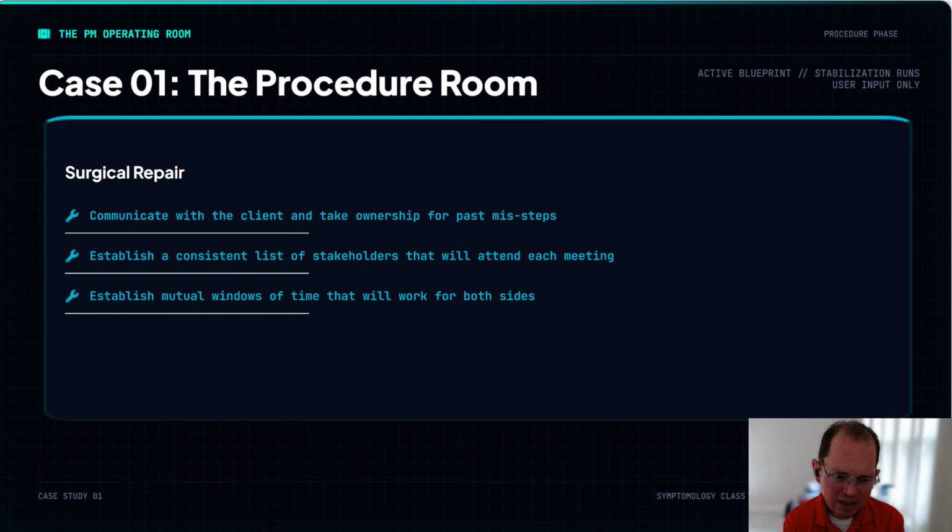The third one is establishing mutual windows of time that will work for both sides. So again, similar to the previous two points, this is a communication issue. The PM is saying the client is being inflexible. We have a team member on the West Coast. They don't start until 8 a.m. Pacific time, which is 11 a.m. Eastern. The client wants to have the meetings before then.